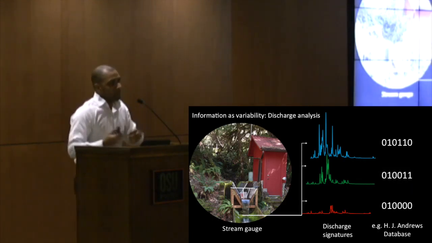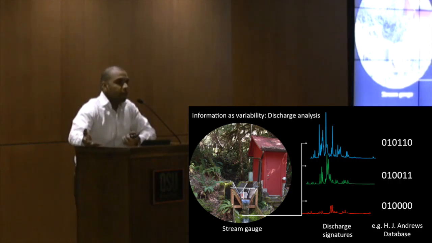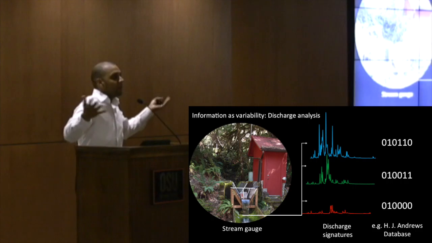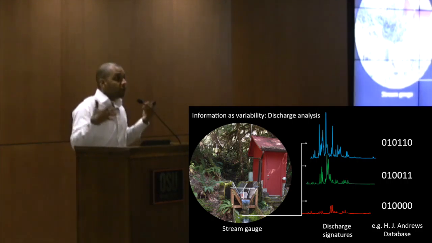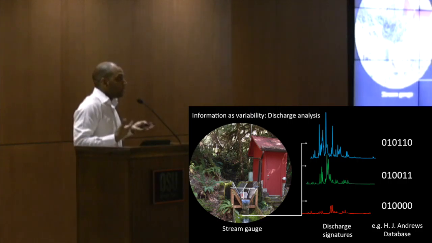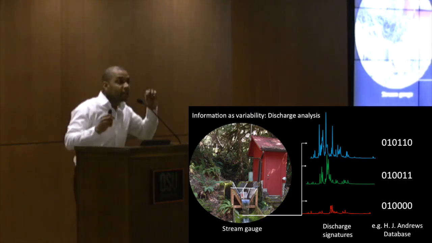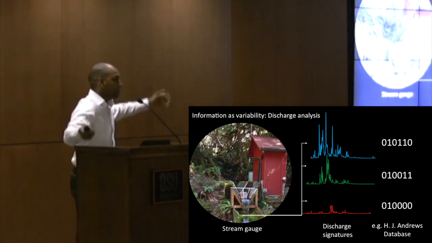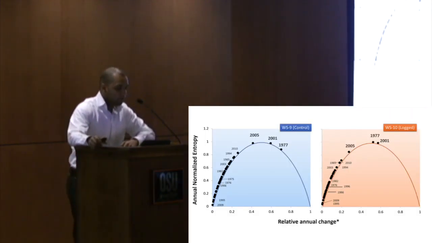So basically we have the data for discharge. Discharge behaves exactly in the same way that heartbeats show up in the electrocardiograph. The texture of the signal tells you a lot about how this system is working internally. So basically what I did was take each year of these signatures and calculate the complexity of this description. And these are the results.